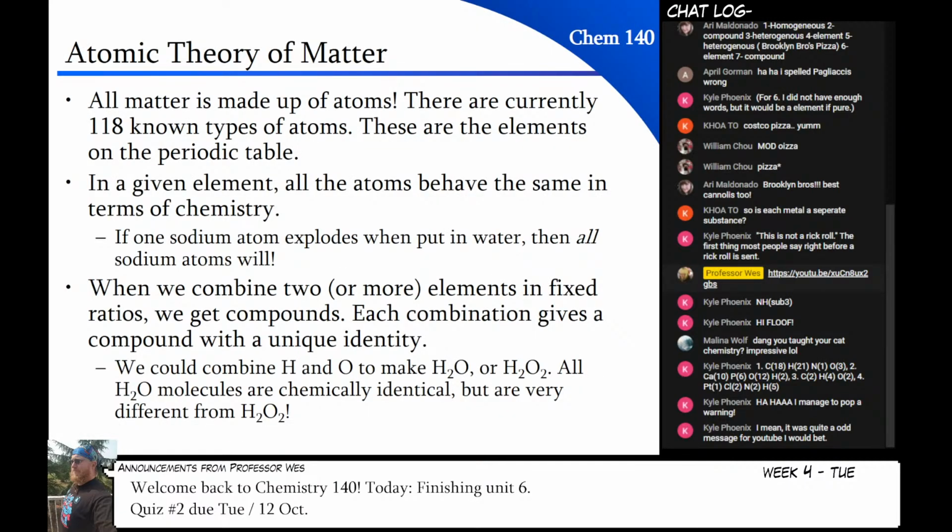Now, we discussed this on the first day, where I dropped a bunch of elements in water, and we saw things explode. And we saw that no matter who did the sodium experiment, you got the same result. The conclusion that we would draw here is that for a given element, all of the atoms of that element must behave the same way in terms of chemistry. So if I'm looking at sodium, and sodium explodes when you put it in water, then all sodium will behave the same way. Because it's sodium, it has the exact same structure, it will have the same outcome when exposed to the same conditions. So all sodium atoms will explode in water.